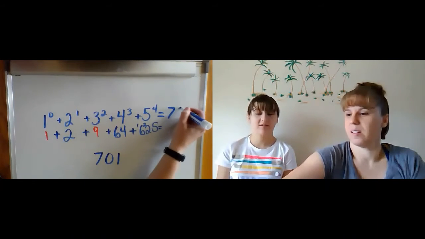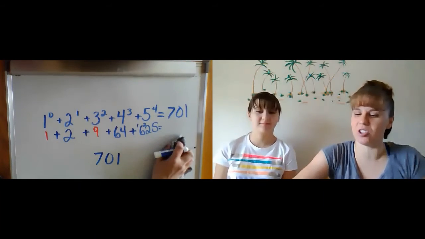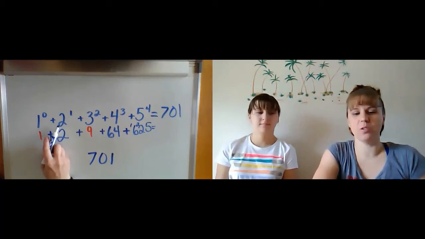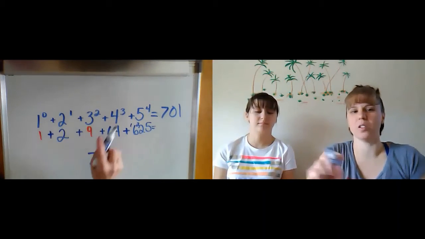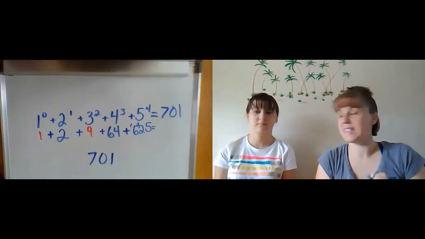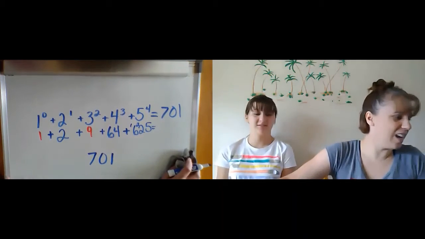Whoa. That's not as big as I thought it would be. I don't know if you could hear Abby. She said that's not as big as she thought it would be. So 1 to the 0 power plus 2 to the first power plus 3 to the second power plus 4 to the third power plus 5 to the fourth power equals 701.